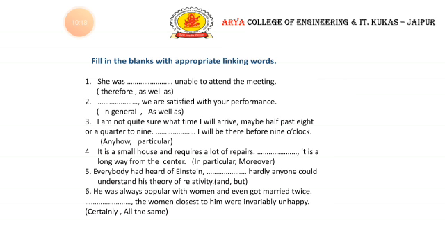It is a small house and requires a lot of repairs. It is a long way from the center. Everybody had heard of Einstein. Hardly anyone could understand his theory of relativity, and, but, you have to choose among the two. He was always popular with women and even got married twice. The women closest to him were invariably unhappy. Now, certainly, yeah, all the same.